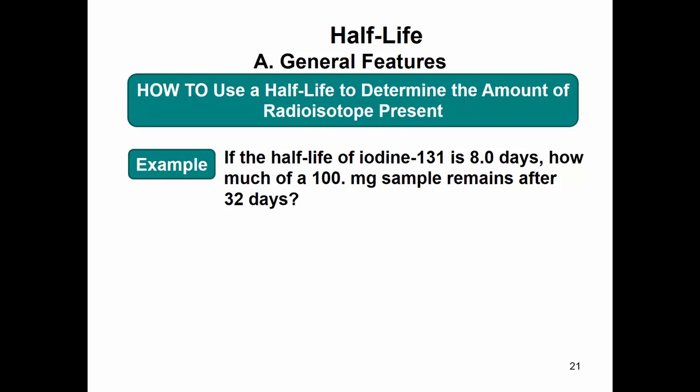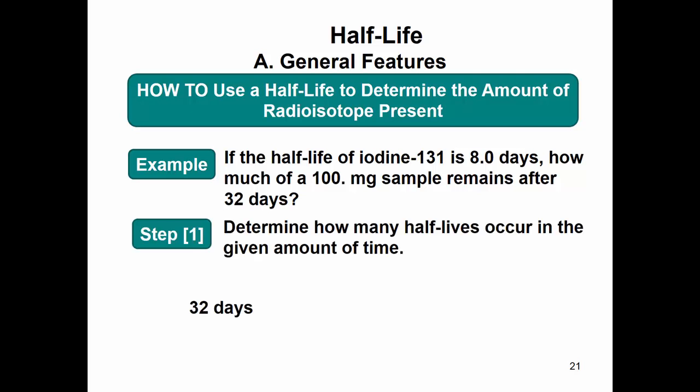But here we have 32 days, and our half-life is 8. So we need to just figure out how many half-lives we're going to go through in 32 days. Well, 8 into 32 is 4. So we have 4 half-lives. Okay, so if you think about it, you're cutting that amount in half 4 times. So you have 100 milligrams, so you could say 100 divided by 2, divided by 2, divided by 2, divided by 2, because you have 4 half-lives.